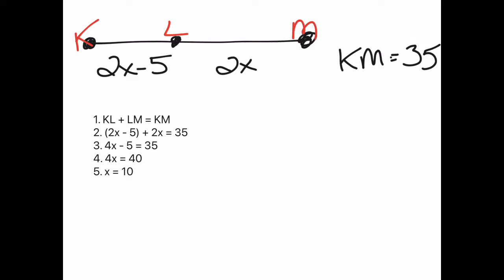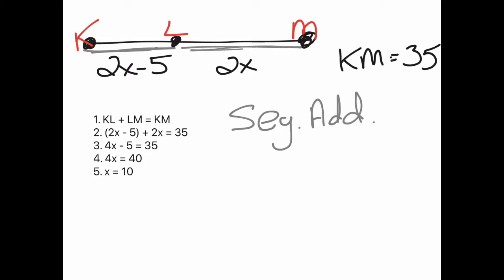So our step 1 here says that KL plus LM equals KM, and that is the segment addition postulate. Segment addition. That's what it is. The small piece here plus the slightly bigger piece will equal the whole thing. So that's segment addition postulate. Step 2, instead of KL, they wrote 2x minus 5. Instead of LM, they wrote 2x. And instead of KM, they wrote 35. And that is substitution. So step 2 is the substitution property.